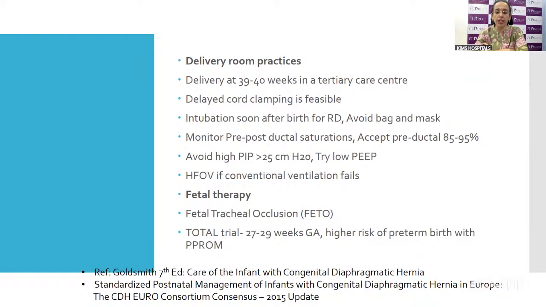So there are some fetal therapies which have been done in a few babies, like fetal tracheal occlusion. And there was also a trial, the TOTAL trial, done in babies. In babies between 27 to 29 weeks of gestational age this therapy was done, but there was a higher risk of preterm birth with PPROM if it is managed in such a manner.